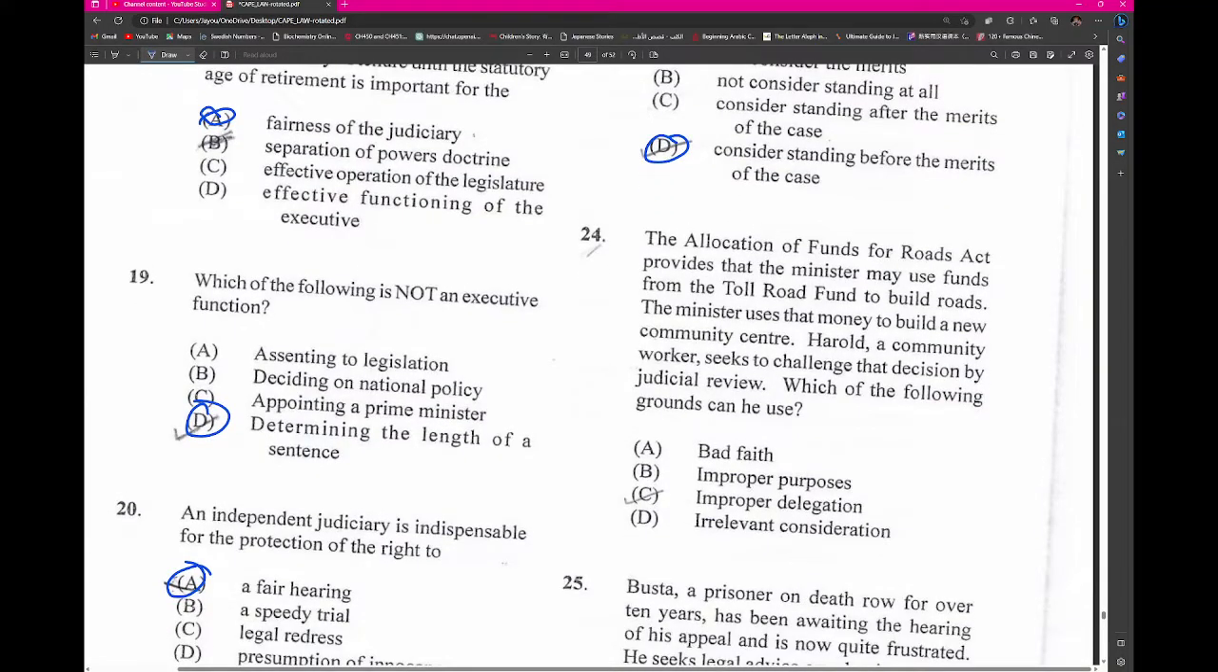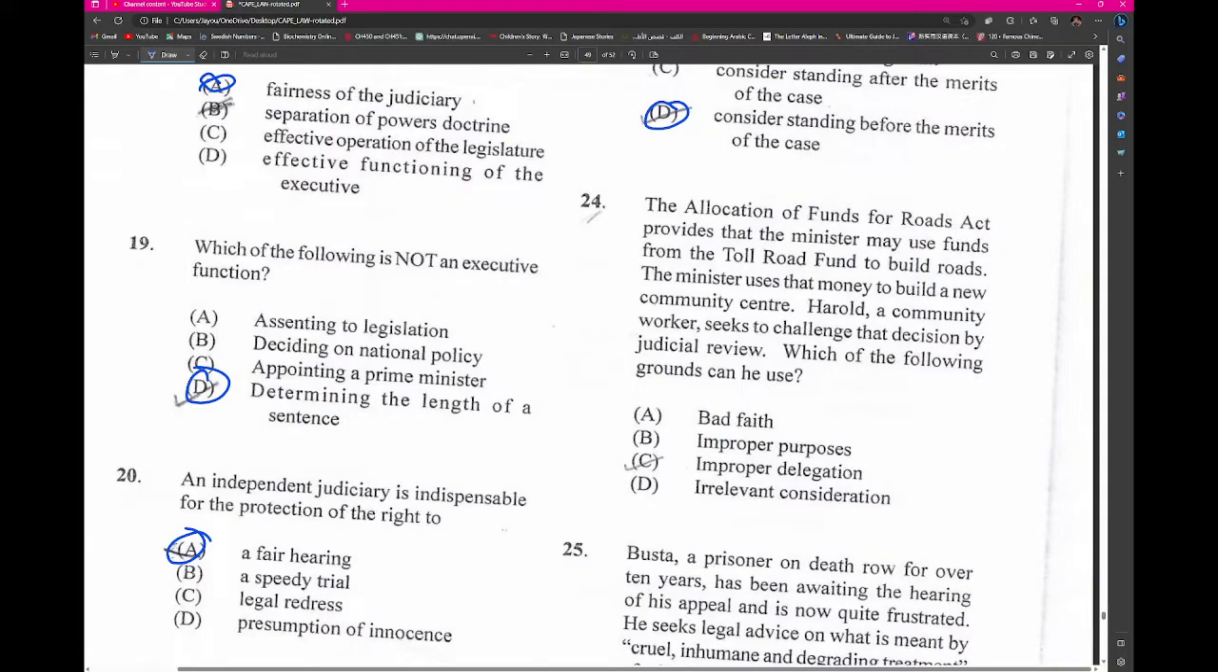The allocation of funds for a road provides that the minister uses funds from the toll road fund to build roads. The minister uses the money to build a new community center. Harold, a community worker, seeks to challenge this.